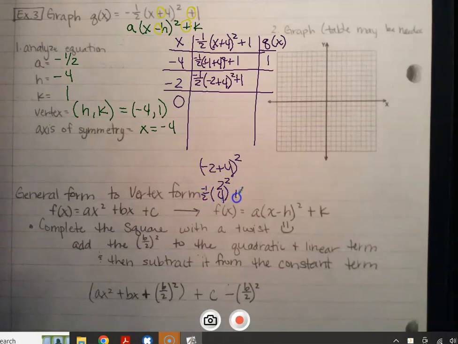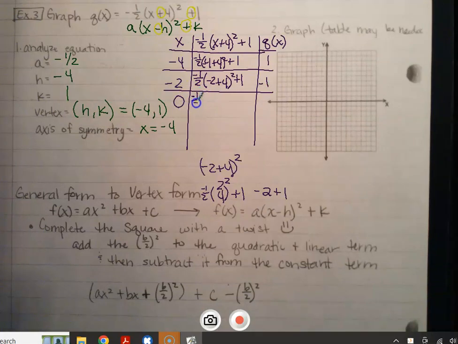-1/2 times 4 plus 1 is what we need to do now. So -1/2 times 4 is equal to -2 plus 1. -2 plus 1 is -1.